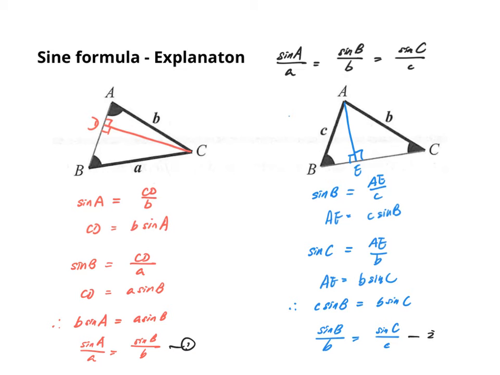As both formulas have sine B over b, we can combine them into one formula, that is sine A over a equals sine B over b equals sine C over c. From this explanation, I hope you learn more and understand more about the sine formula.